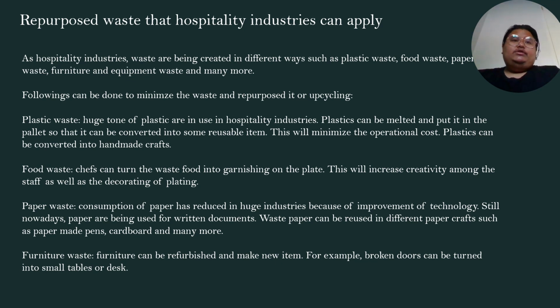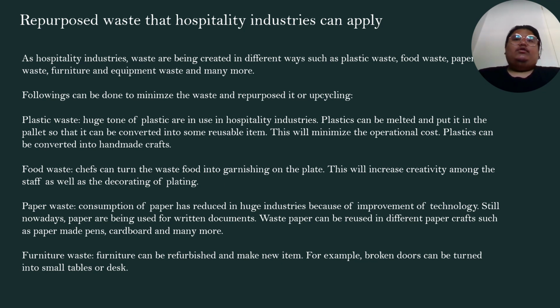Third one is paper waste. Consumption of paper has reduced in huge industries because nowadays technology has improved and everything is done by computer. But still there are some papers we use as written documents. So from paper waste, we can make paper pens, cardboards, and anything that can be reusable. Fourth one is furniture waste. Lots of furniture can become waste and be thrown in the bin, but what we can do is, if we take a broken door and cut it into small pieces, we can make small tables or desks.